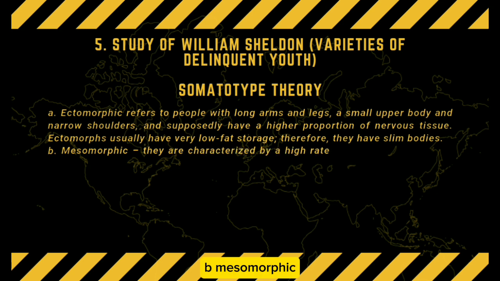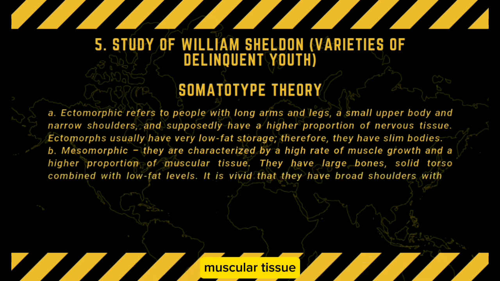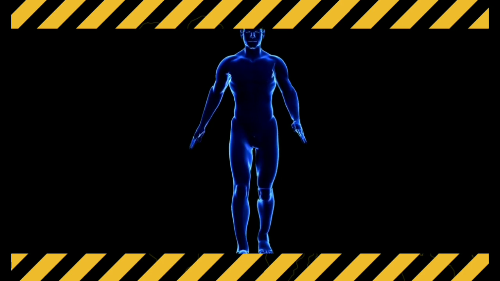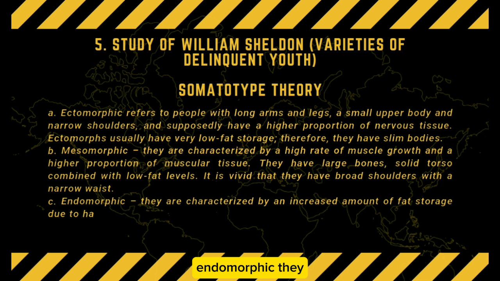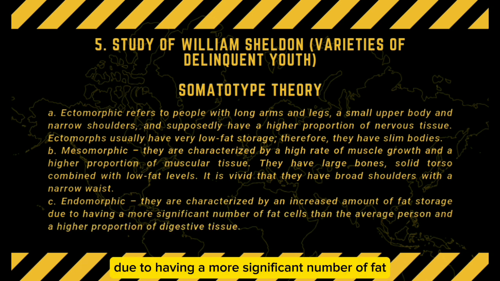B. Mesomorphic. Mesomorphs are characterized by a high rate of muscle growth and a higher proportion of muscular tissue. They have large bones and a solid torso, combined with low fat levels. It is vivid that they have broad shoulders with a narrow waist. C. Endomorphic. Endomorphs are characterized by an increased amount of fat storage due to having a more significant number of fat cells than the average person, and a higher proportion of digestive tissue.